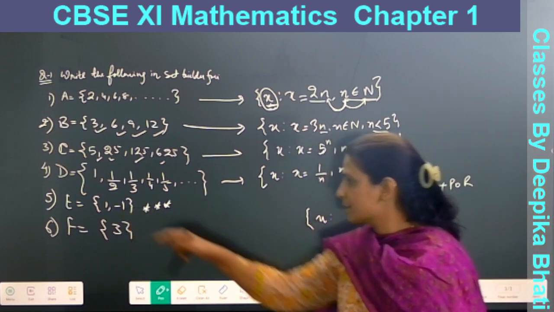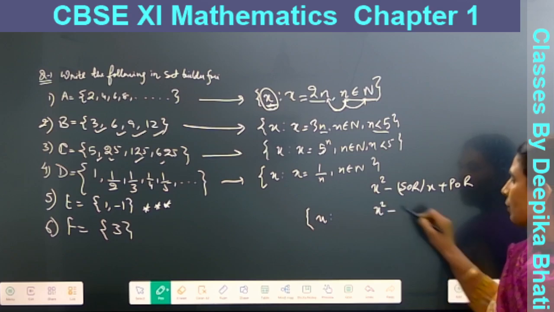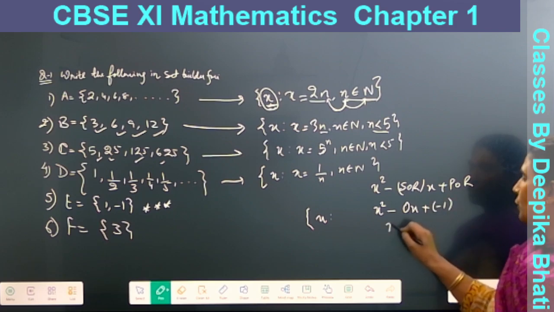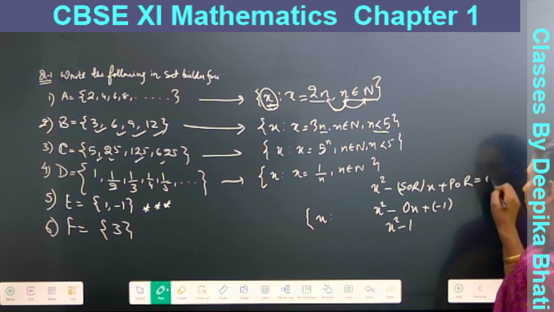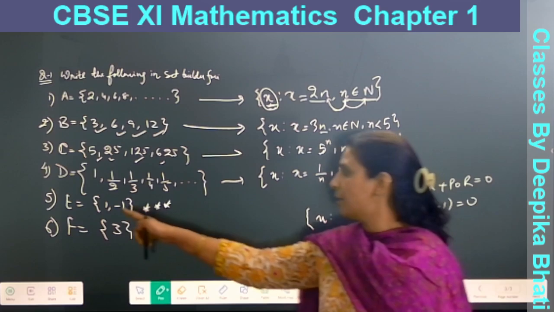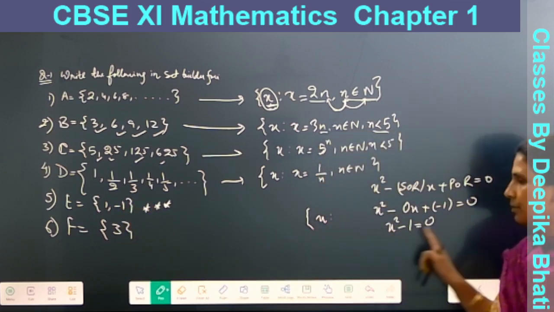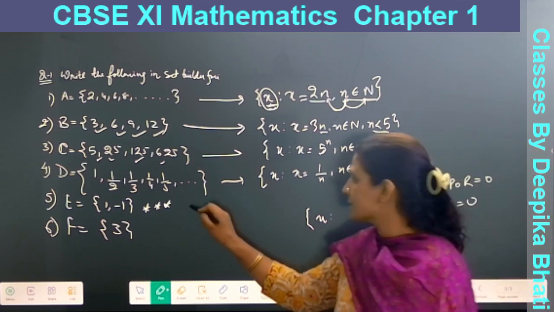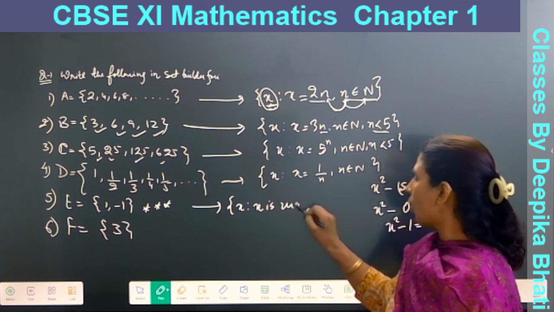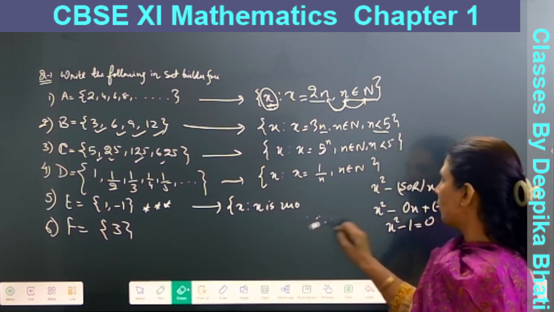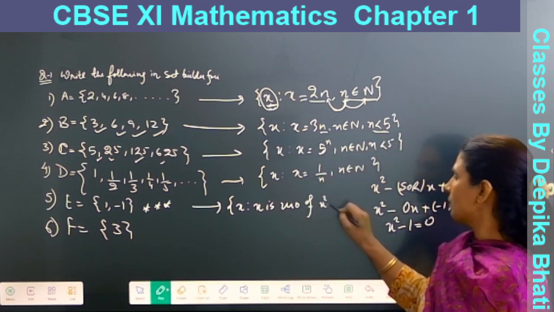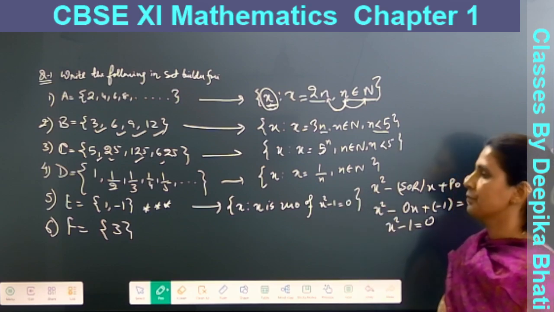So these are the 2 roots. If I sum them, I have 0. If I multiply them, I have minus 1. So the quadratic whose zeros are 1 and minus 1 is this. Is that fine? So I'll write this as x such that x is a zero of x square minus 1 equals 0.